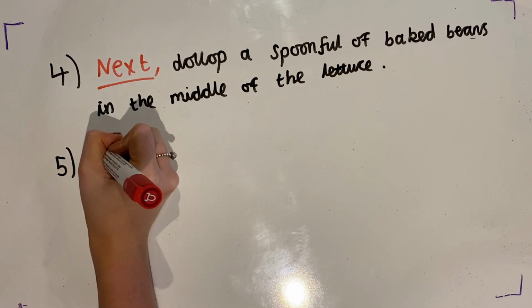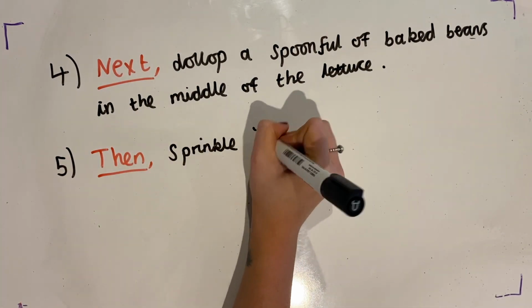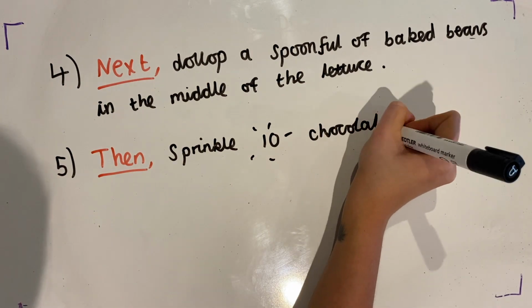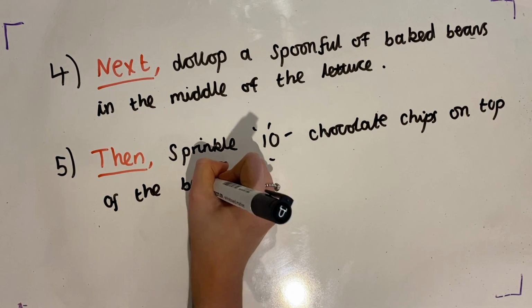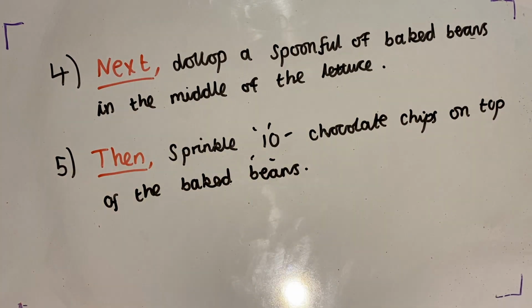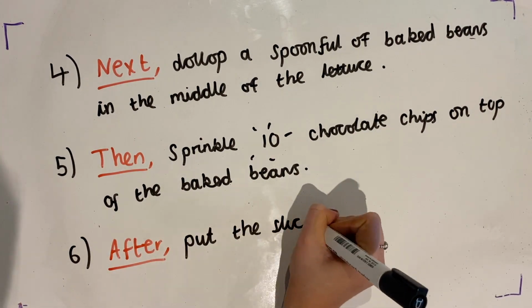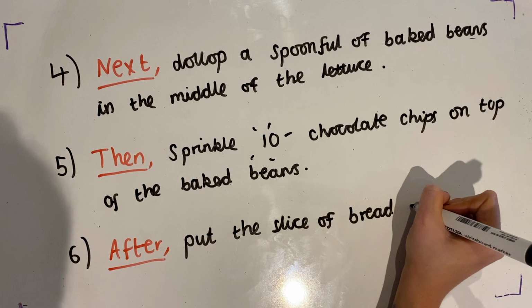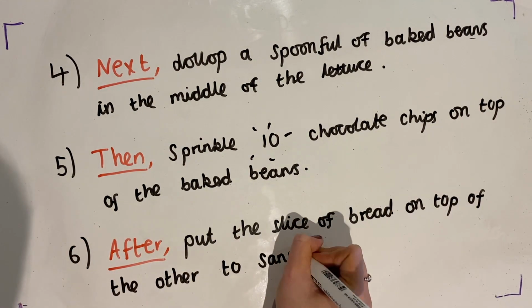Now for our fifth step. I'm going to use the time connective then. Then, sprinkle 10 chocolate chips on top of the baked beans. Great! Now on to step number 6. Now I'm going to use the time connective after. After, put the slice of bread on top of the other to sandwich together.